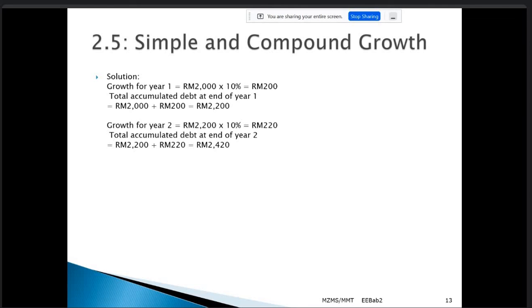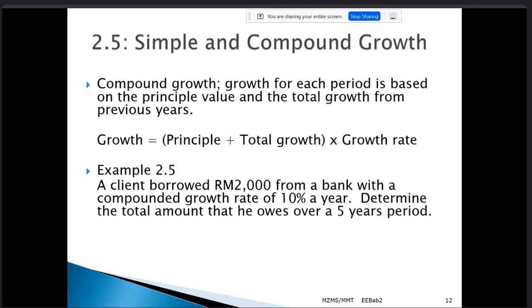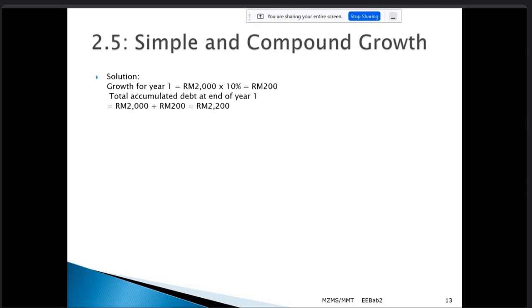So along in Malay, we call along, but along means loan shark. All right. So for loan sharks also, they calculate their profit based on compounded interest, compounded growth. That's why they become rich easily. Okay. So for the compound growth just now, we borrow 2000. Growth for year one: 2000, because they borrow 2000, multiplied with 10% is 200.